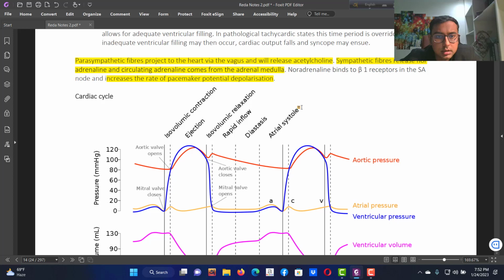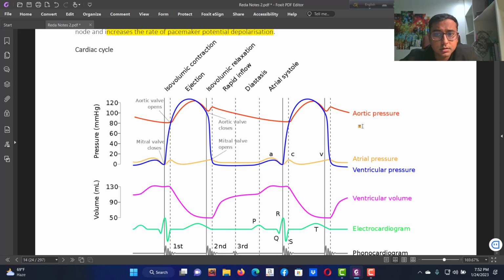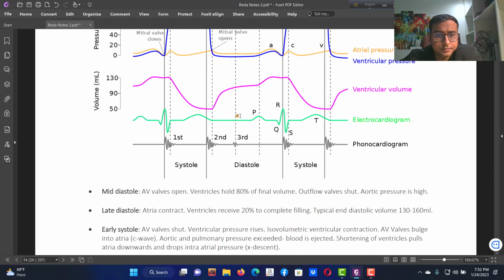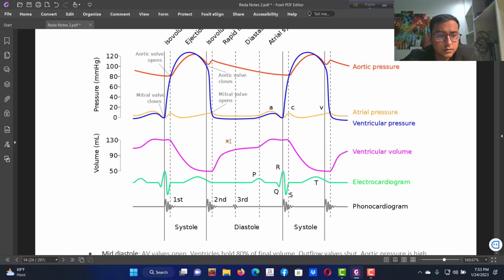Now here you can see there are some phases of the cardiac cycle: isovolumetric contraction, ejection, relaxation, rapid flow, diastole, and atrial systole. You must know the cardiac cycle, though it is not part of part A, because it will be discussed in part B in the physiology portions. That will be discussed at that time, because there are some changes of the ECG and changes of different atrial and ventricular portions.